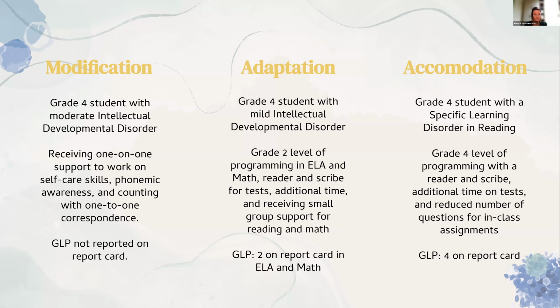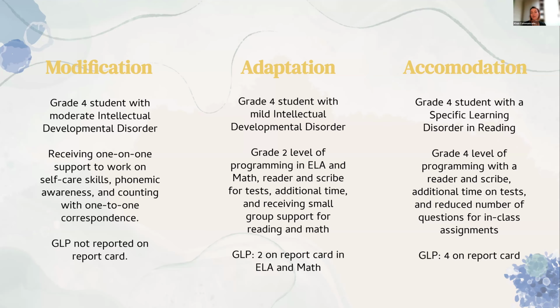They would also receive accommodations such as a reader and a scribe or additional time, and they'd receive some small group support or some pull-out support for reading and math. And on their report card, you would have their grade level of programming as a grade 2 level, right? And I would say adaptation would be very common for a child with a mild intellectual developmental disorder. A moderate intellectual developmental disorder is going to require probably more modification and life skills type programming. Accommodations would exist across those two programs, right?